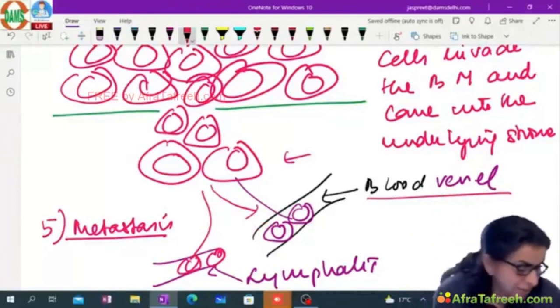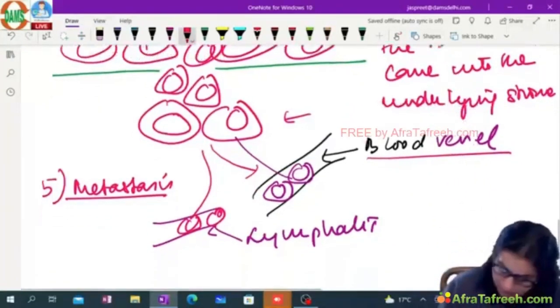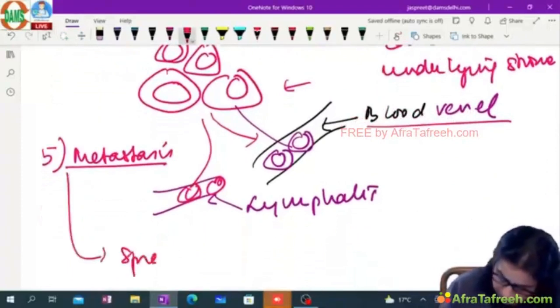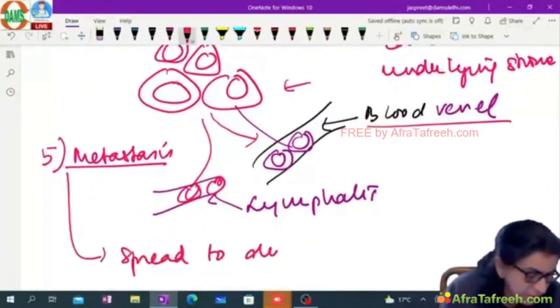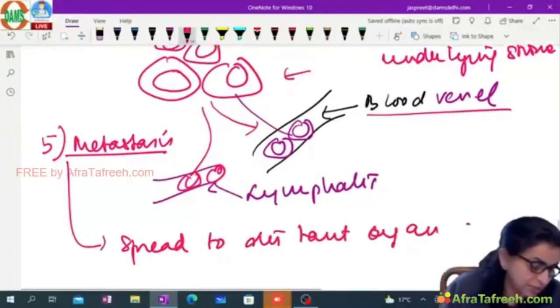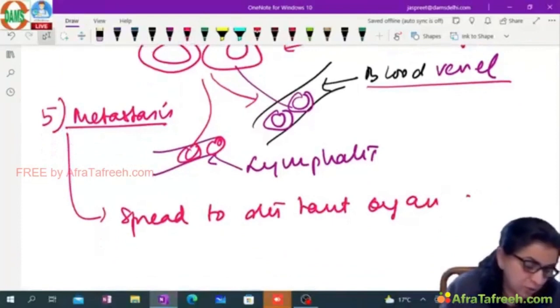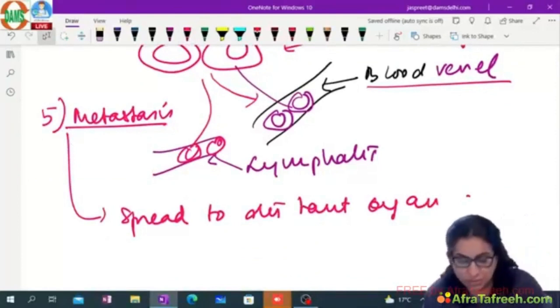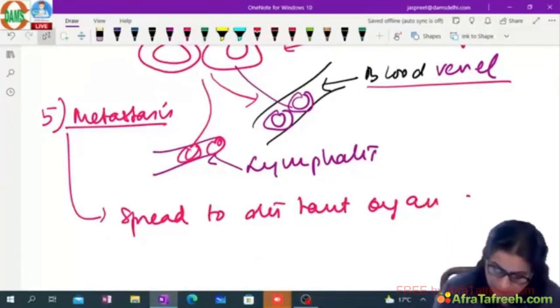This is called metastasis. So what is metastasis? Spread of cancer cells to distant organ. So spread to distant organ is metastasis. So they go to different organs. So that is metastasis. So these are the terms that you have to understand.